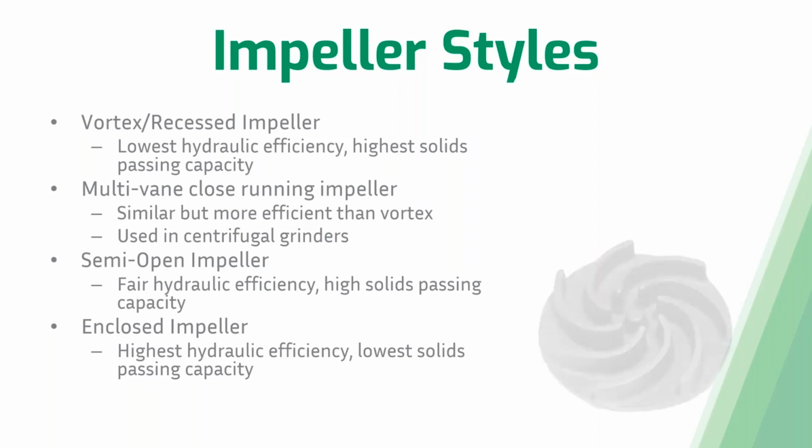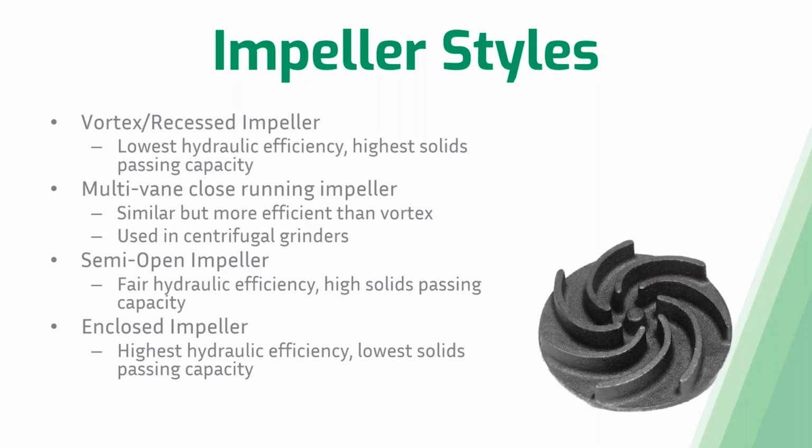First off, we have vortex or recessed impellers. These have the lowest hydraulic efficiency out of all the other impellers. However, because they don't make a whole lot of contact with that water, and because the flow path is typically through a vortex that this impeller style is creating, you have the highest solids passing capacity out of all other impeller styles.